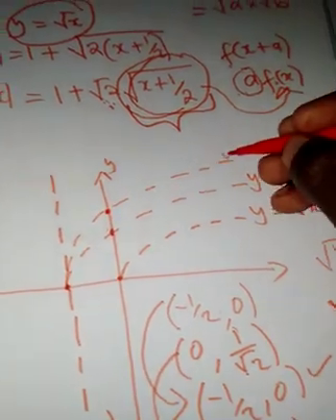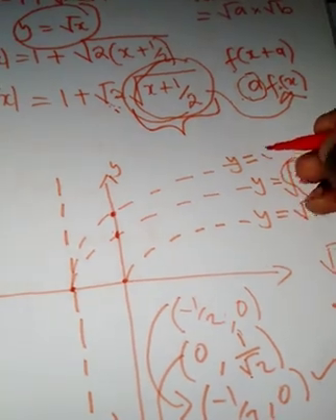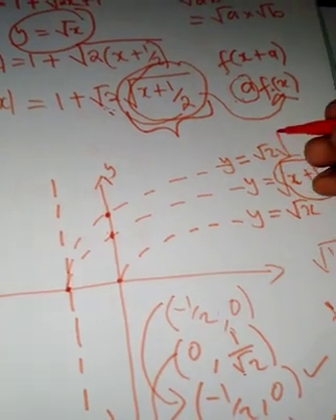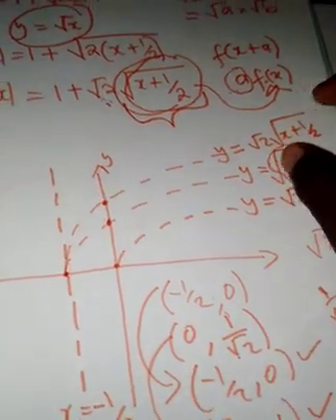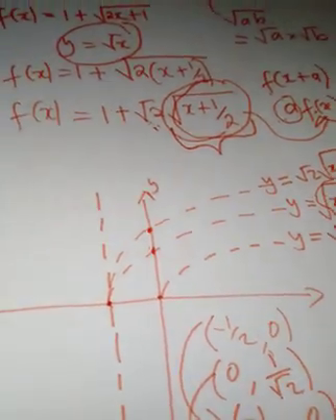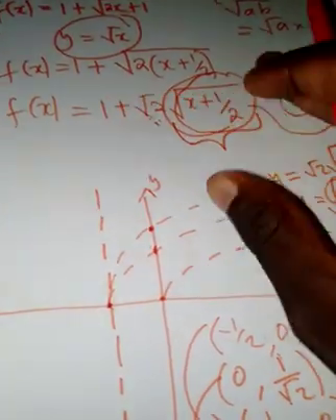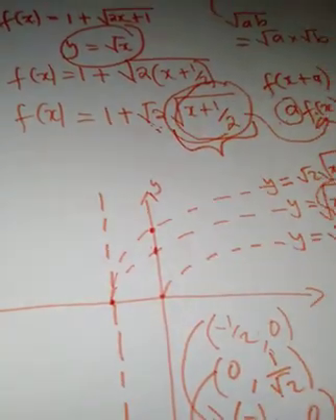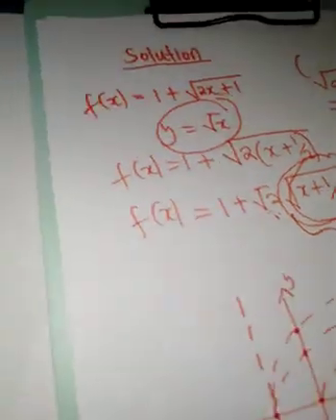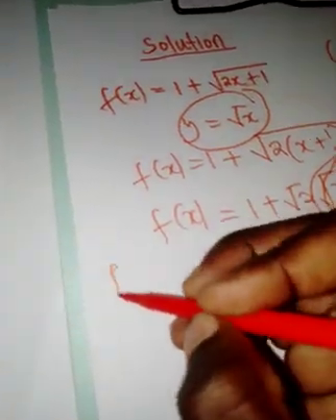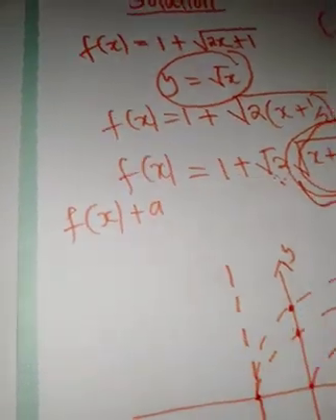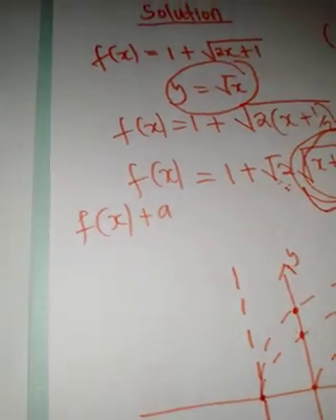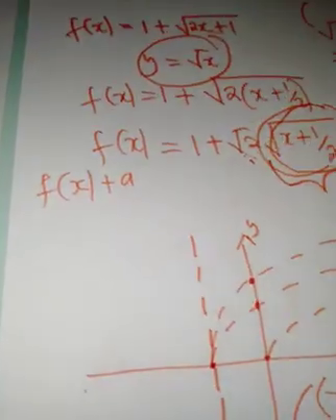So this is y equals root 2, again root of x plus 1 over 2, like that. Okay, then there is that plus 1. We are not yet done. We have this plus 1. So how does this work? There's this rule for f of x plus a, like that. This is actually a vertical translation of a itself.